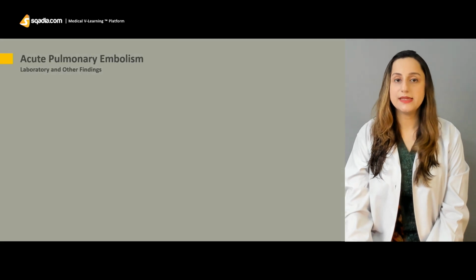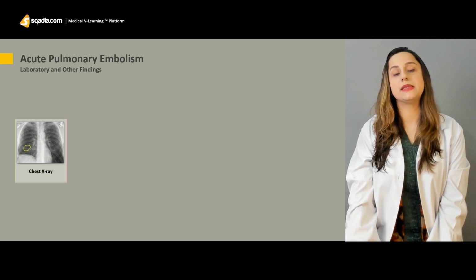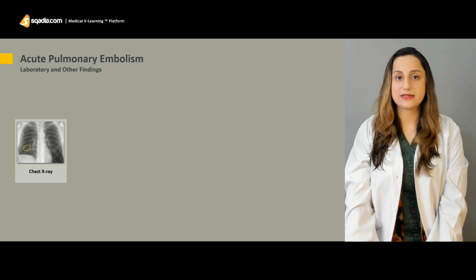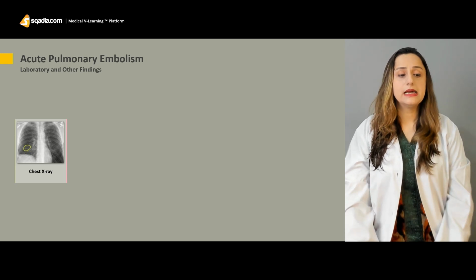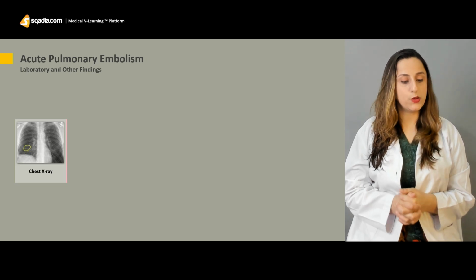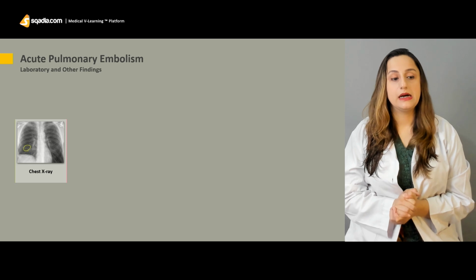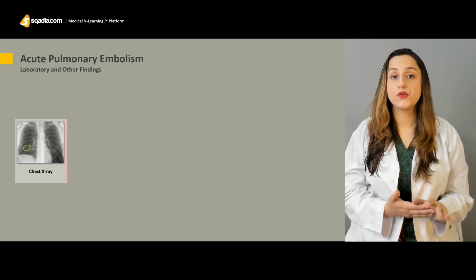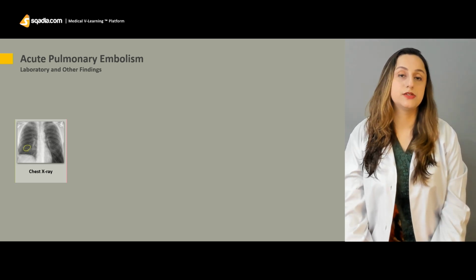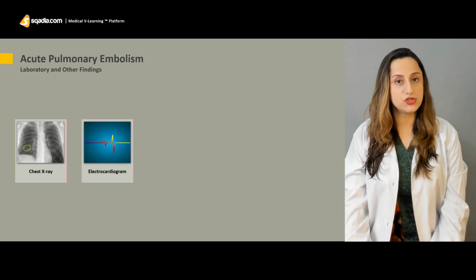The laboratory and other findings that are quite conclusive of the fact that the patient is suffering from pulmonary embolism basically include the chest X-ray. Two of the most important signs that you have to look for are the Westermark sign, and then we have the Hampton's hump. It's again very important that you look for these particular features, and they are diagnostic for pulmonary embolism. Then we have the ECG.